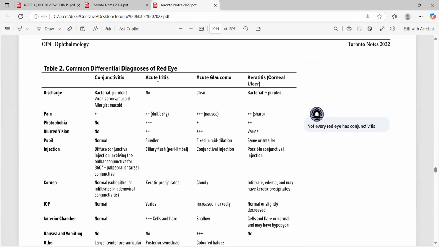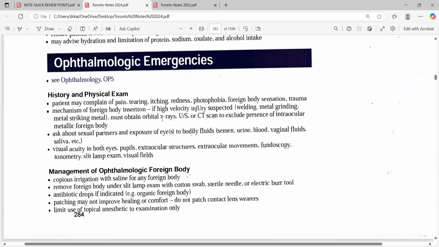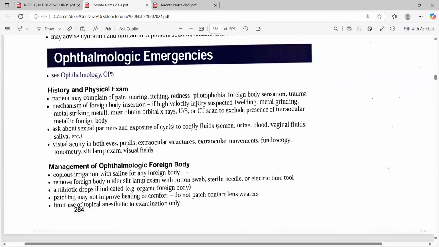So conjunctivitis, acute iritis, acute glaucoma, keratitis. What is the discharge? How does the pain look? Which one has photophobia? Which one has pupil problems, injection, then cornea, intraocular pressure, anterior chamber, nausea, vomiting. So in this one, you can see the most common differential diagnoses of red eye. It will cover your eye. You don't need to do a lot of it. Then come the ophthalmologic emergencies.